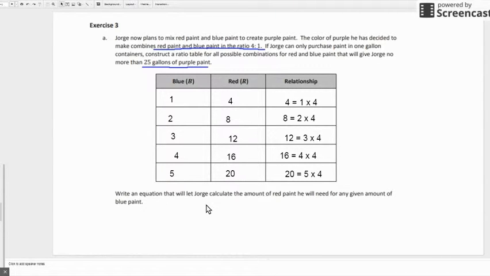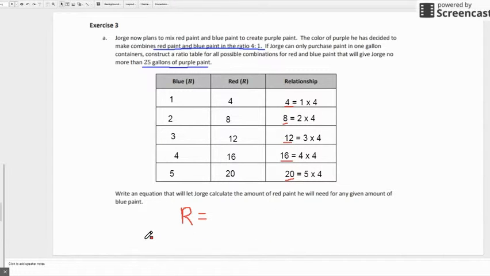Now we have some questions to answer. It says, write an equation that will let George calculate the amount of red paint he will need in any given amount of blue paint. Well, we kind of just did that and talked about this at the very end. If I take any amount of red paint, or I want to come up with a number of red paint, just like we did here. Remember, this was the red paint, the 4, the 8, the 12, the 16, and the 20.